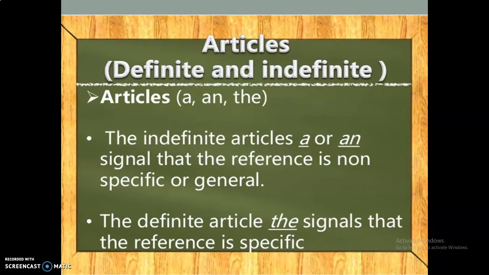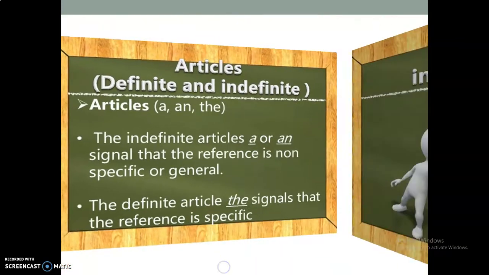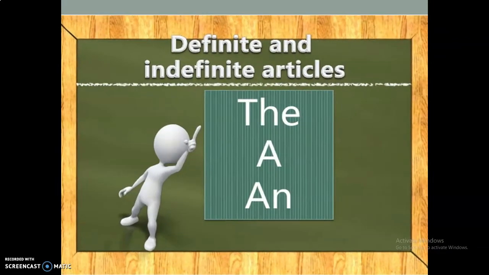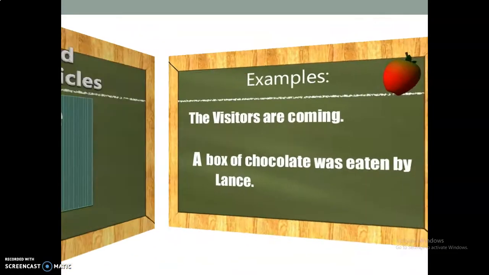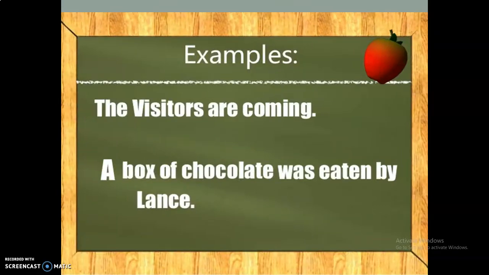Articles, definite and indefinite. Articles are a, an and the. The indefinite articles a or an signal that the reference is non-specific or general. The definite article the signals that the reference is specific. Examples: the visitors are coming. A box of chocolate was eaten by Lance.